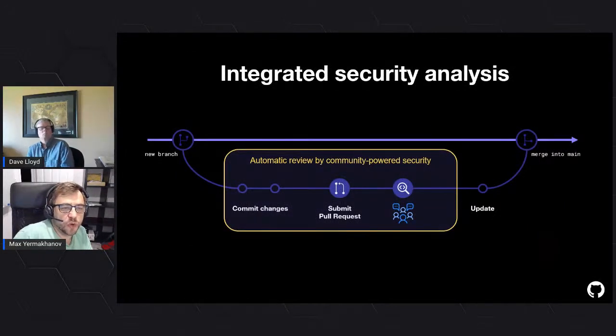The way it works, GitHub Advanced Security allows you to integrate security analysis directly into your pull request experience, your code review experience, so you can discover all of those vulnerabilities as a part of the code review.